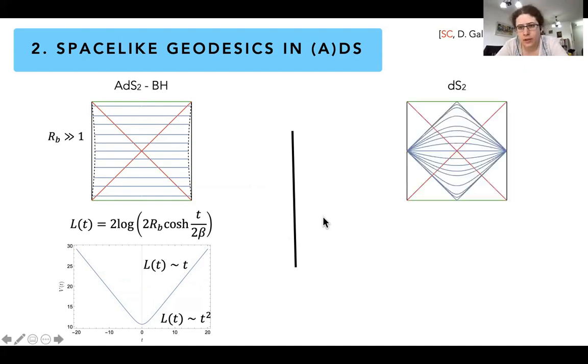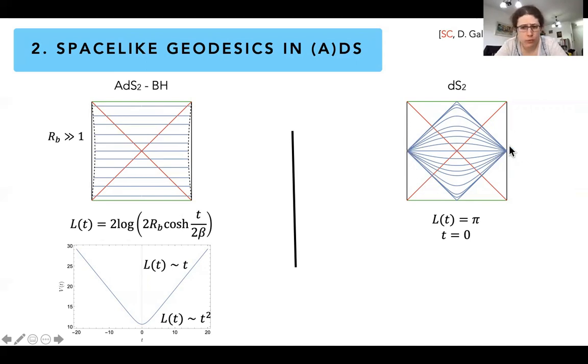Now in De Sitter, it turns out that something quite special happens. First, all the geodesics have exactly the same length. They're all of just length pi. But actually, geodesics don't exist between every two points on the boundary. They only exist between points at opposite times.